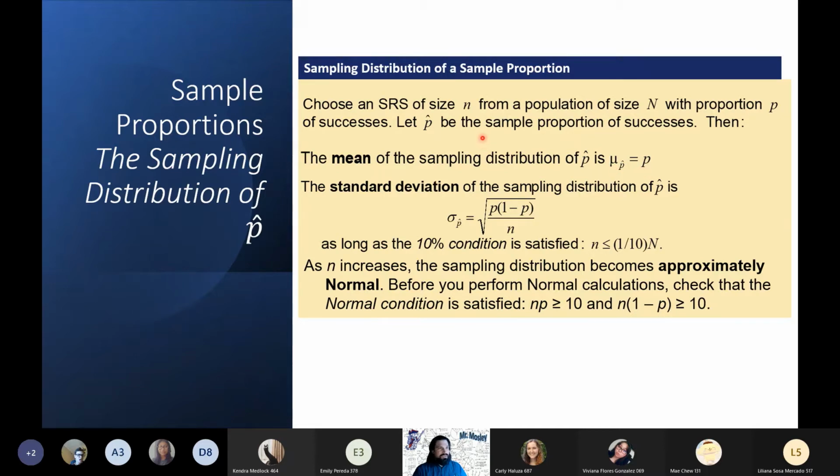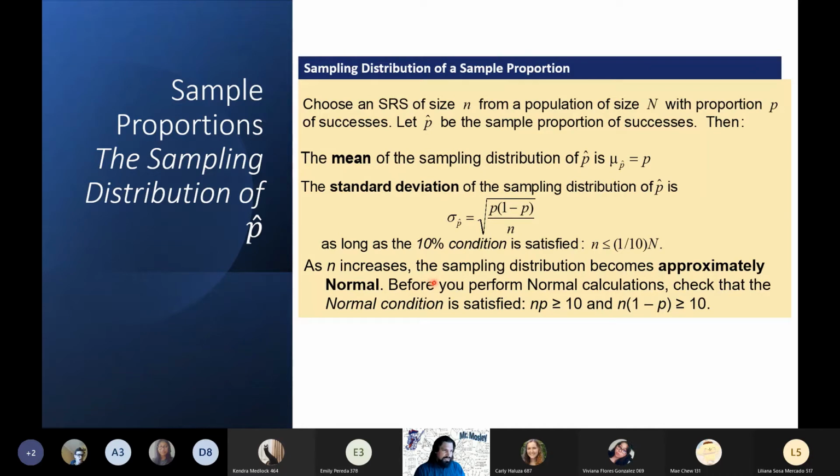Nothing we have to do. We just copy the population proportion in for the mean of the sampling distribution of the sample proportions. The standard deviation of the sampling distribution of p hat is the square root of p times 1 minus p divided by n. But it's only a valid calculation if the 10% condition is satisfied, meaning that our sample size is less than or equal to 10% of our population size. We must check that it's been satisfied in order to get a valid standard deviation. Otherwise, we can't really use the standard deviation.